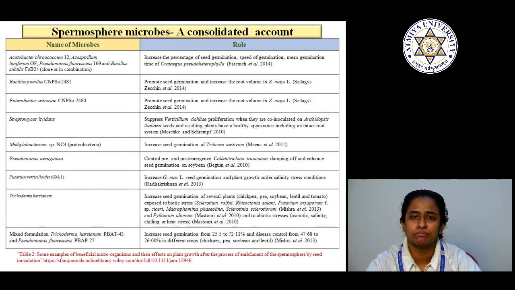Such microbes mainly promote seed germination and also root volume. Sometimes there are also microorganisms which help increase the germination process, like Trichoderma aestivum, or suppress certain harmful fungal or bacterial effects. Sometimes they also help plants like chickpea, pea, soybean, lentil and tomato in germination and in exposure to biotic stress. So such different activities or roles are played by these bacteria, fungi and actinomycetes in the spermosphere.